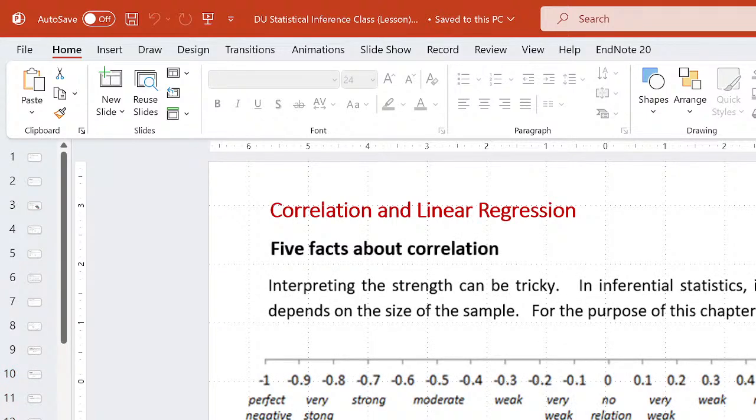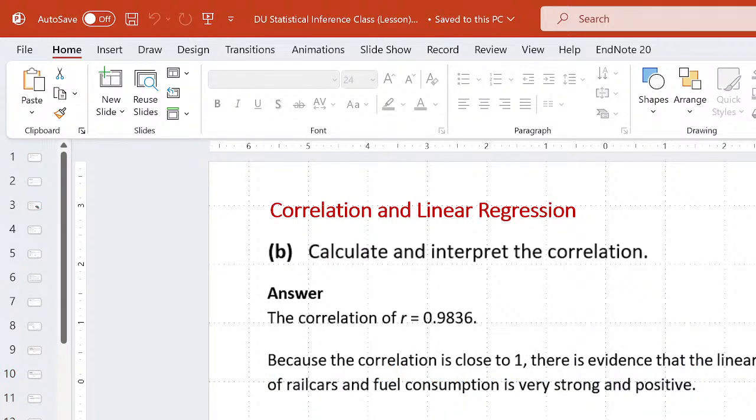All right, so this one, and I'm going to show you where to get these, this one's very strong, right? 0.9836. It's really strong. So we say because the correlation is close to 1, there is evidence that the linear relation between the number of rail cars and the fuel consumption is very strong and positive. So we lead with that.